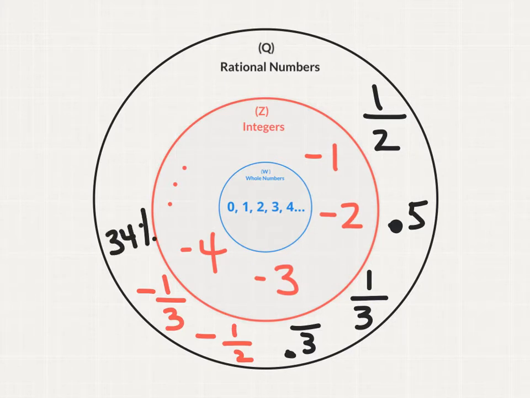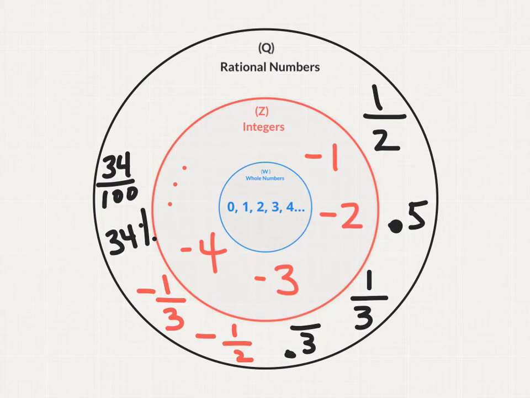It could have 34%, because 34% could be written as a fraction 34/100. So rational numbers are any number that could be written as a fraction to include fractions, decimals, repeating decimals, percents, and negative examples as well. A couple of them I've put here.